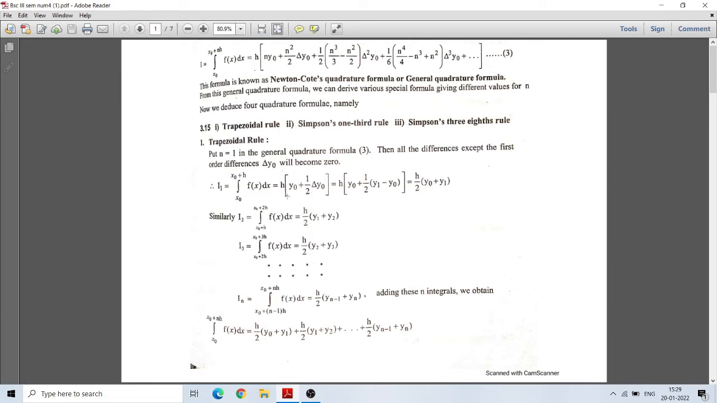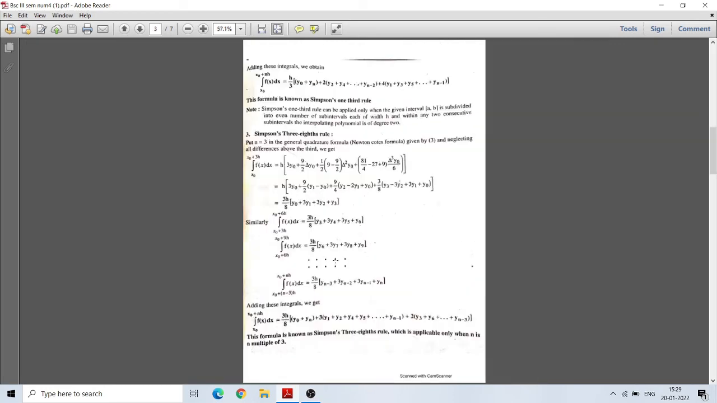Similarly, we can find it for n is equal to 2 in equation 3. We get I2 is equal to the integral over the limit x naught plus h to x naught plus 2h of f of x dx, which is h by 2 into y1 plus y2. Here we clearly know that I1 is h by 2 into y0 plus y1, I2 is written as h by 2 into y1 plus y2, I3 is written as h by 2 into y2 plus y3, and so on.